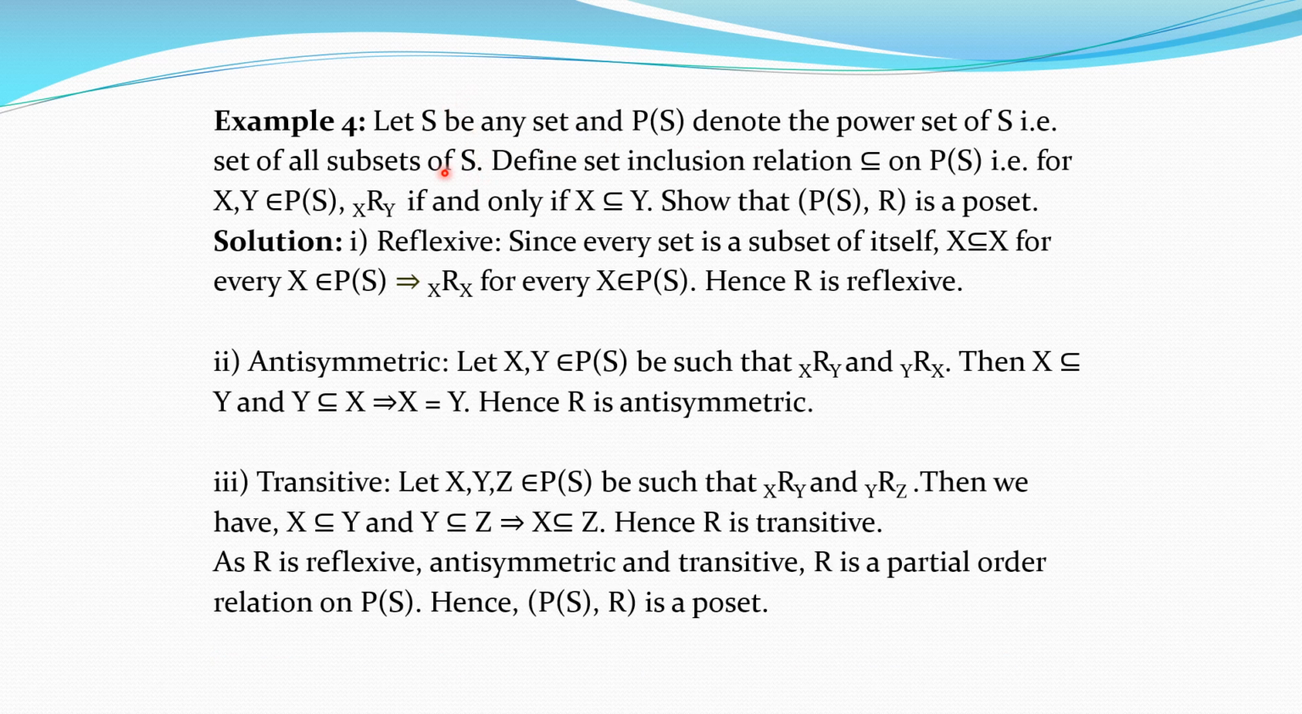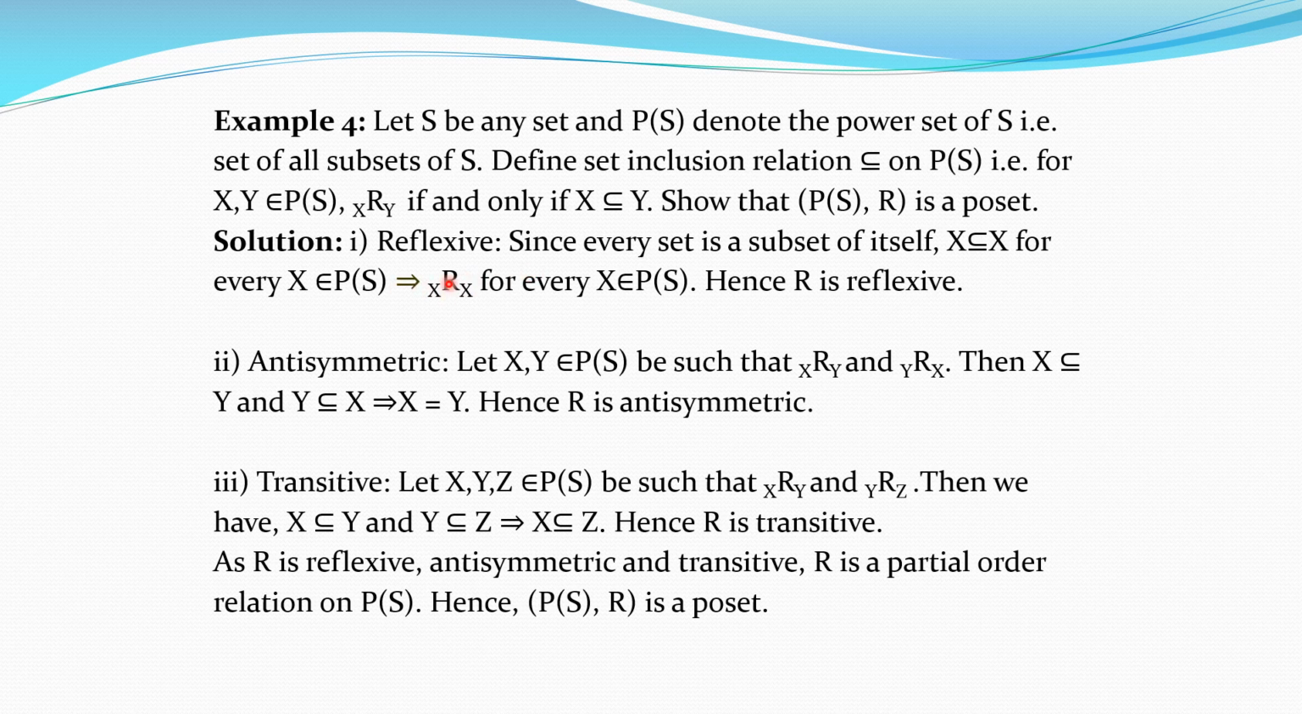Now one more example. Let S be any set and P(S) denote the power set of S, that is the set of all subsets of S. Define the set inclusion relation on P(S), that is for x, y in P(S), x is related to y if and only if x is a subset of y. Show that P(S) with R is a POSET. So again we check for reflexivity, antisymmetry and transitivity. Now P(S) is the set of all subsets of S.